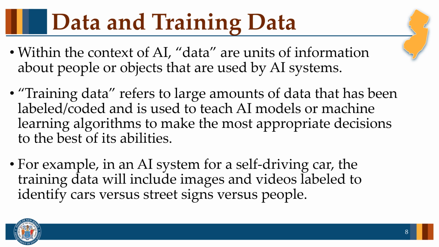For example, in an AI system for a self-driving car, the training data will include images and videos labeled to identify cars versus street signs versus people. If you have ever been asked to confirm you are not a robot on an online forum and had to identify the images with stoplights, you are incidentally helping to train AI by labeling the training data that may be fed to an AI algorithm for autonomous cars.